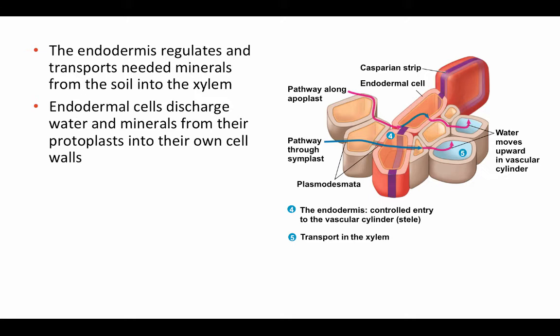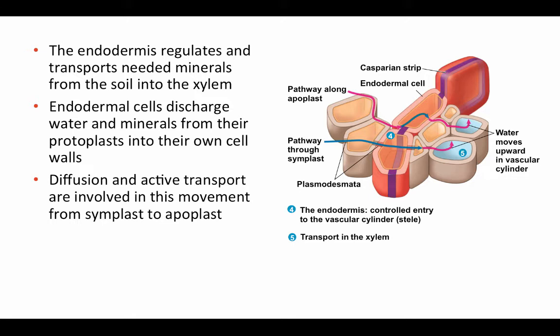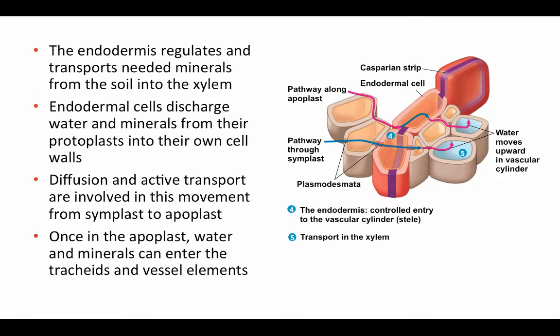The endodermal cells are going to discharge the water and minerals from their protoplasts into their own cell walls. So now they're back into the apoplast, and they can travel from this apoplast into the non-living cells in the vascular cylinder. Diffusion and active transport are involved in this movement from the symplast to the apoplast, so they have to be actively discharged from these endodermal cells. Once in the apoplast, water and minerals can enter the tracheids and vessel elements by diffusion and enter the vascular system.